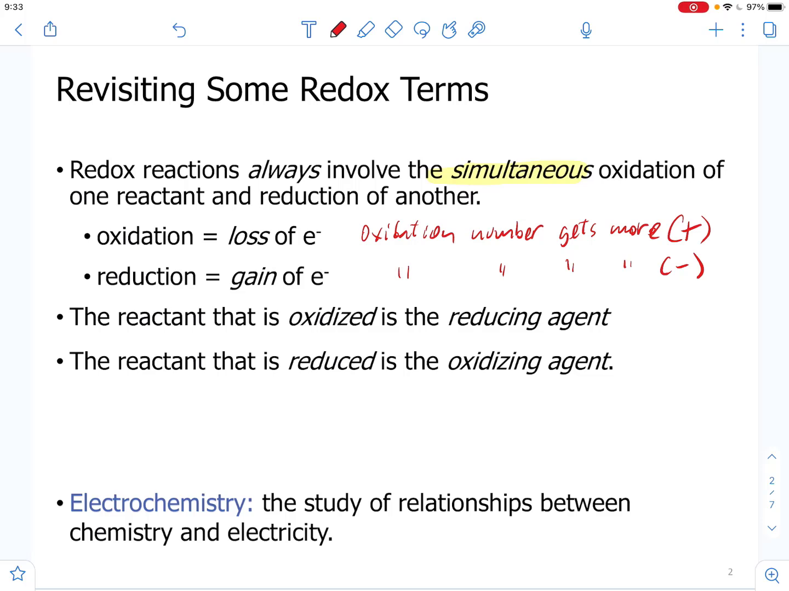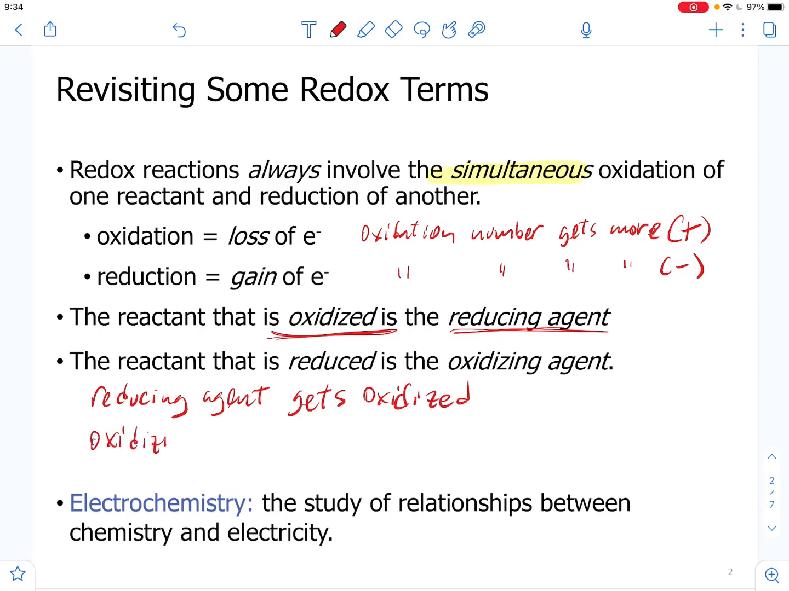Okay, one other thing that you have to remember here is that when you look at the reactants in a redox reaction, you usually name them as the agents, the oxidizing agent and the reducing agent. However, one thing that you have to remember is that the one that is oxidized becomes the reducing agent. The way that I like to write this, probably a better way to remember, is the reducing agent gets oxidized and the oxidizing agent gets reduced.